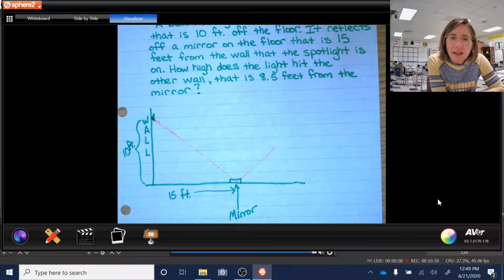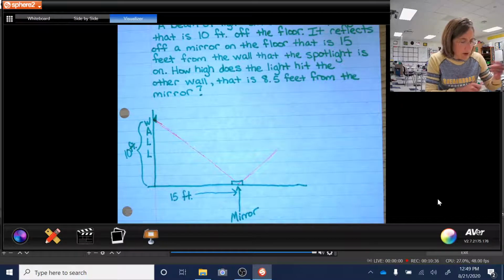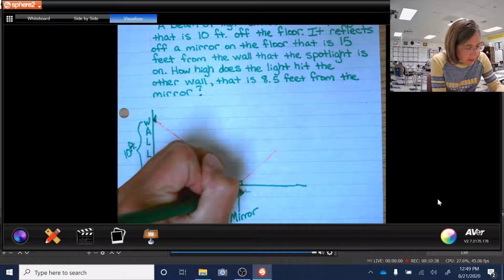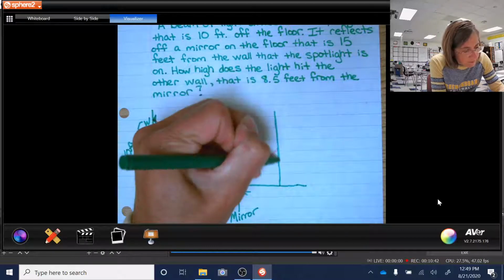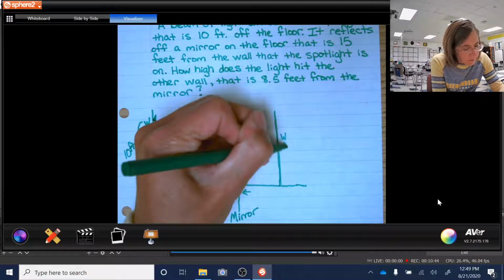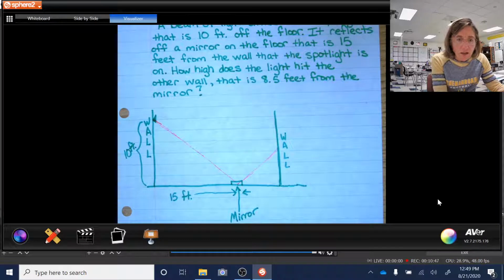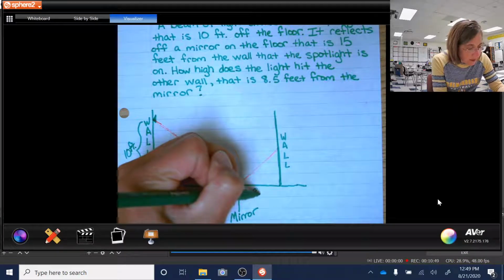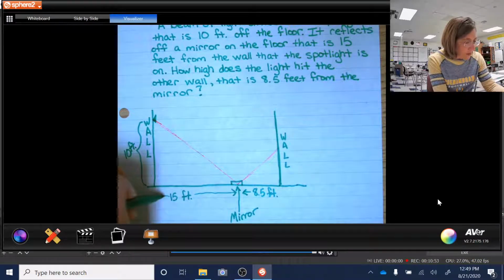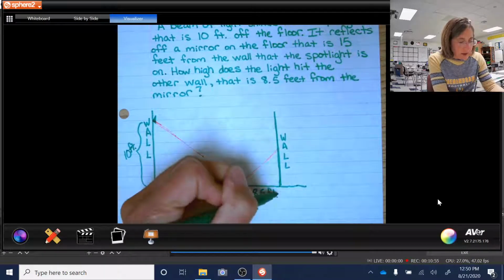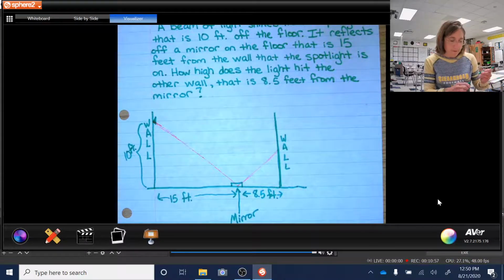But there's another wall. It says that, let's see, how high does the light hit the other wall? That's 8.5 feet from the mirror. Okay, so we'd be talking from here over to this other wall. So this is 8.5 feet here. So this distance is 15 feet, and then over on this side it's 8.5 feet.